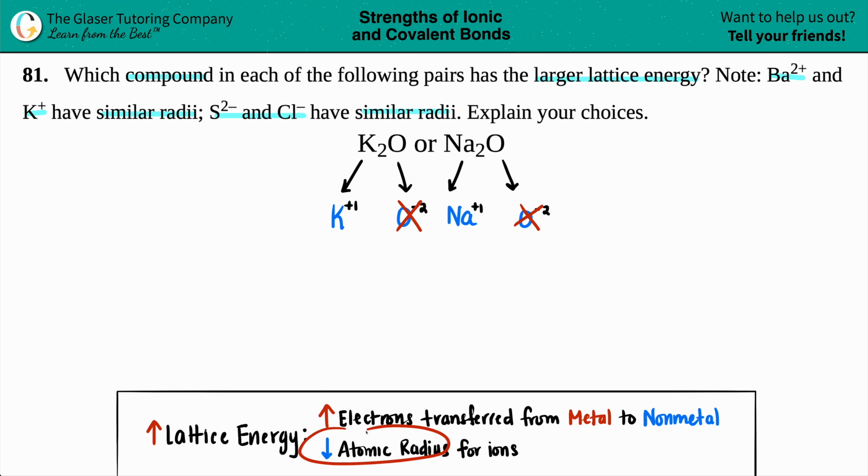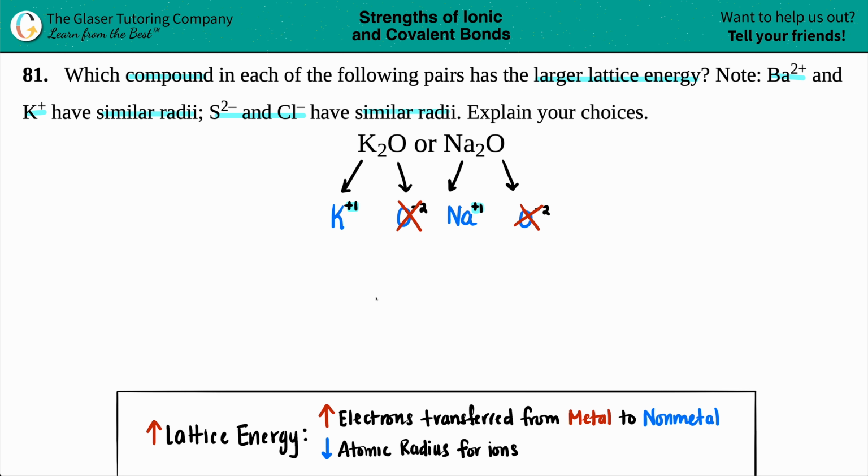The smaller the radius, the closer you're going to be together. And the closer you are, the stronger the bond, and that's going to bring the energy up. It's going to take a lot of effort to break that ionic compound if the ions are really close. Another thing is the amount of electrons being transferred from the metal to the nonmetal. But in this case, since they both are +1, that has nothing to do with it. So we just have to take it down to atomic radius.